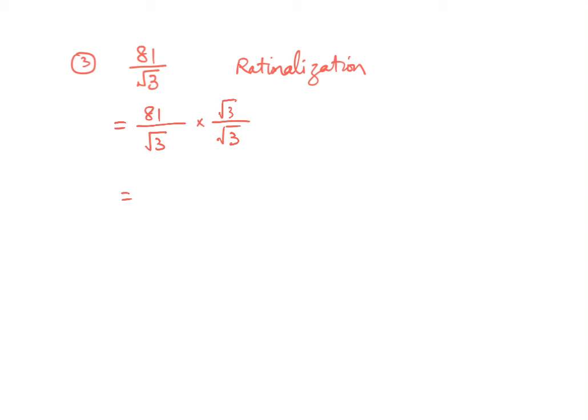So here 81 times square root 3 is 81 square root 3, and the denominator square root 3 times square root 3 gives us 3. So here 81 and 3 can be cancelled: 81 divided by 3 equals 27. So the answer is 27 square root 3. That's it. Hope you understand more about the simplification of surds.